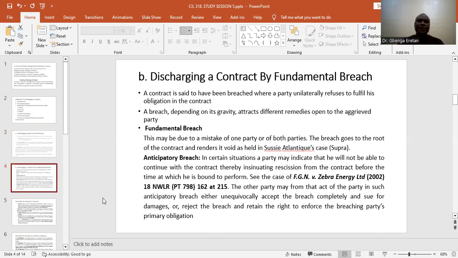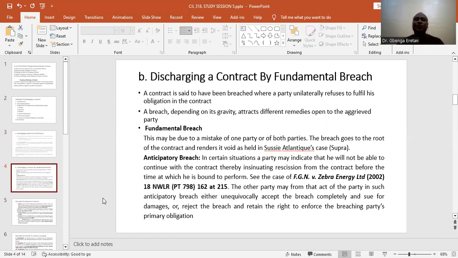Then we move on to the second aspect, discharge of a contract by fundamental breach. A contract is said to have been breached when a party unilaterally refuses to fulfill its own obligation in the contract. When you talk about a breach of contract, you are saying that there are two parties in a contract and one of the parties has performed its responsibility and the other party on its own fails to perform his or her responsibility. So a breach of contract arises where a party unilaterally on its own fails to perform the responsibility as agreed in the document of contract.